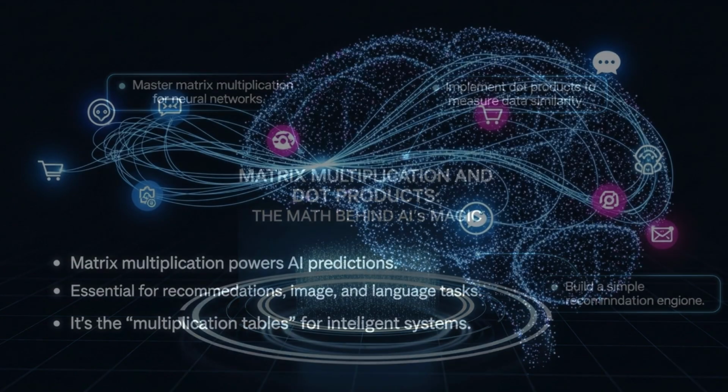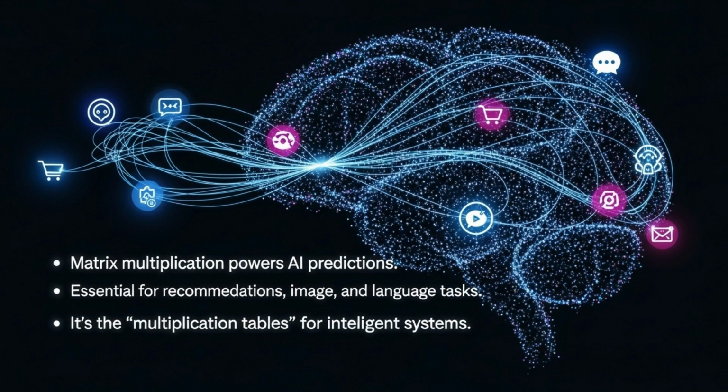Let's begin. When you interact with AI every day, whether it's asking a chatbot a question, getting a personalized video recommendation, or seeing product suggestions online, you're witnessing matrix multiplication in action. It's the hidden engine behind these experiences. Every single prediction, every calculation of similarity, and every layer within a neural network relies on these operations executing thousands of times per second. Think of matrix multiplication as the multiplication tables of AI.